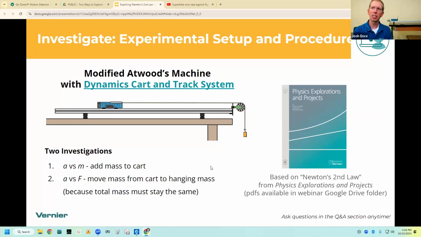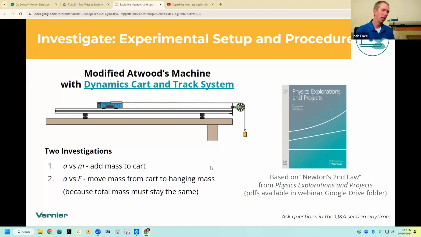This particular lab activity is this modified Atwood's machine setup. If you want an experimental setup, or if you want a lab to be able to refer to later, you'll have these slides. But also, in the folder that Dylan shared with you, I put a couple of PDFs of the student and instructor versions of this lab, Newton's second law, from our physics explorations and projects book. A lot of the details that I share in this presentation today came from the instructor notes of that lab. So it'll be a great resource to you.